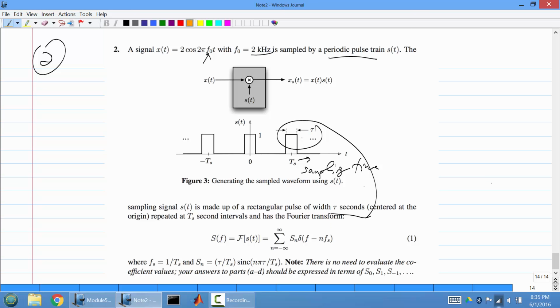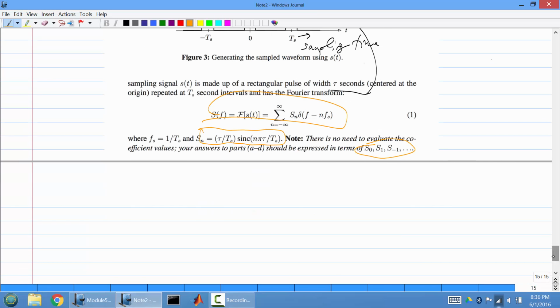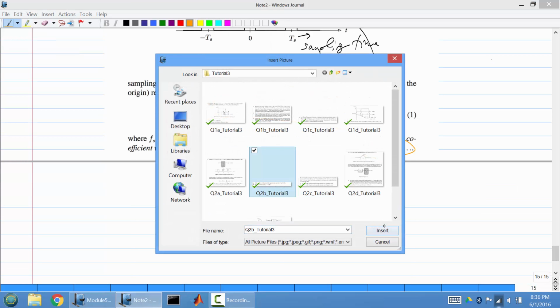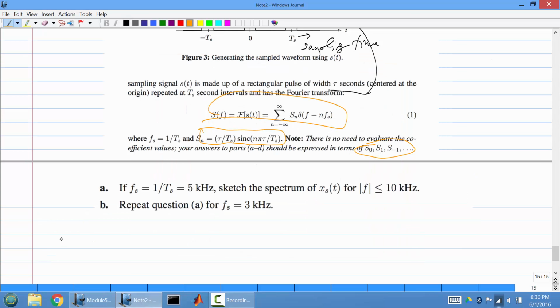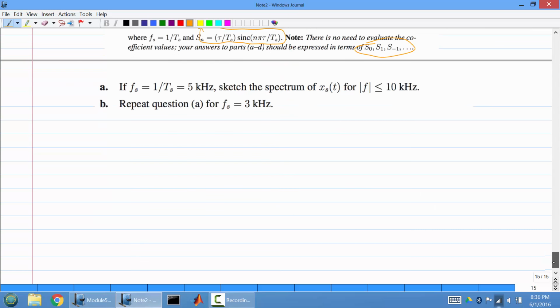We also know that the Fourier transform of this is simply a summation of impulses, which is a property where this is the Fourier transform of the Fourier series. Also, we know that the Fourier series coefficients are simply that, but there's a note here: you don't need to evaluate the coefficient values, you just have to represent them in terms of S, which is totally fine. Okay, here's the next part, part b. If the sampling frequency was 5 kilohertz, draw the spectrum of the sampled output between plus and minus 10 kilohertz, and then repeat the same for 3 kilohertz.